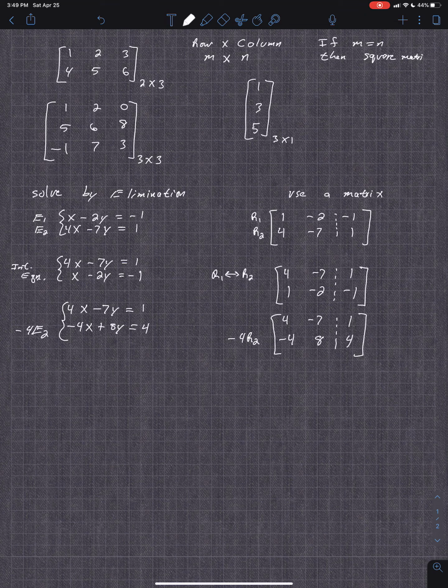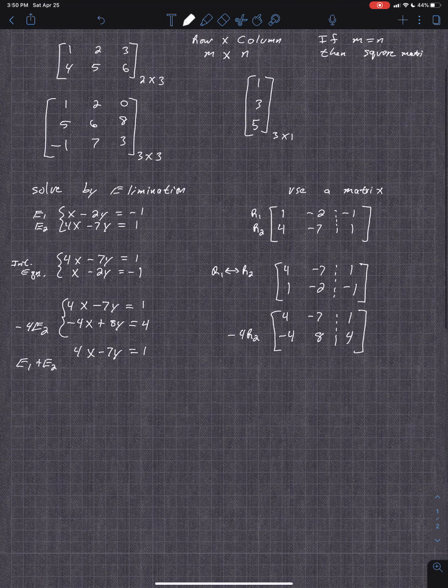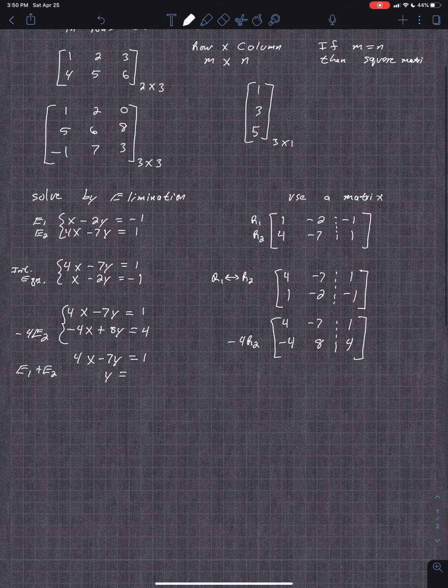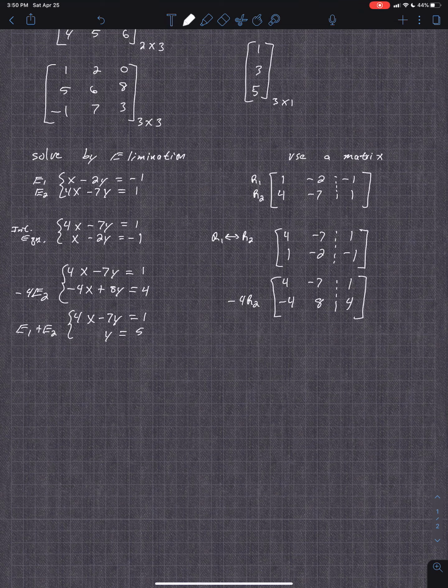And you can see how they're matching. So it's really the same thing. Then over here, you're going to add them up: equation 1 plus equation 2. And I'm going to show you this part. You're going to recopy row 1 because you want to keep it together as one system. When you do that, you get y is equal to 5. So y is equal to 5.